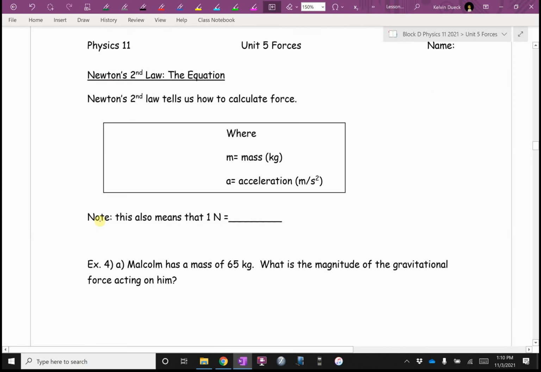Newton's second law is the equation. It's really the only equation you're going to get in this whole unit, but from it, we're going to derive a bajillion equations. Newton's second law tells us how to calculate force. It's F equals ma, where F is a vector and a is a vector. In fact, force gets its direction from the acceleration. If you're accelerating north, the net force is north. If you're accelerating down, you know which direction the net force is? Down.